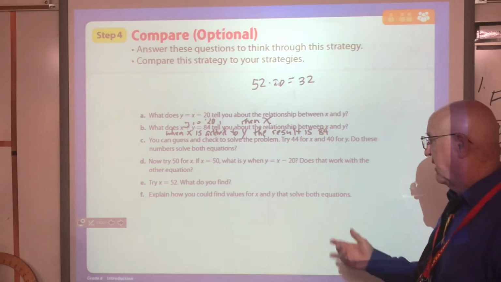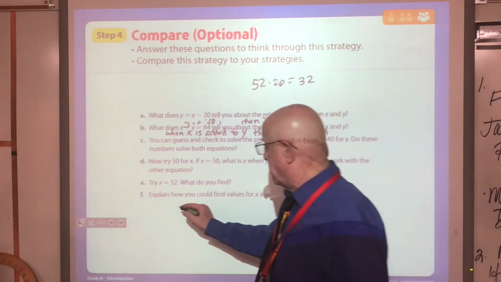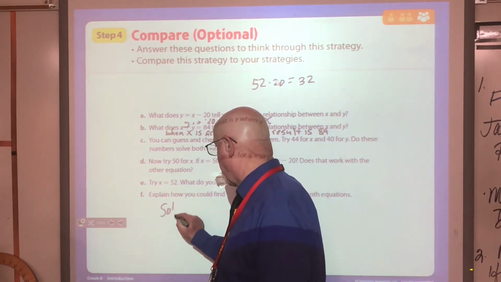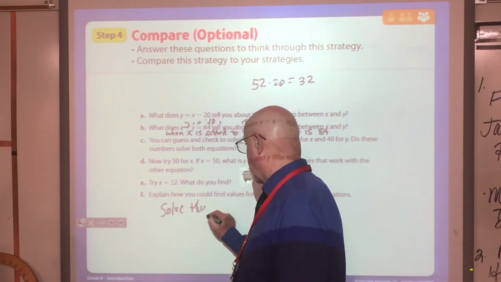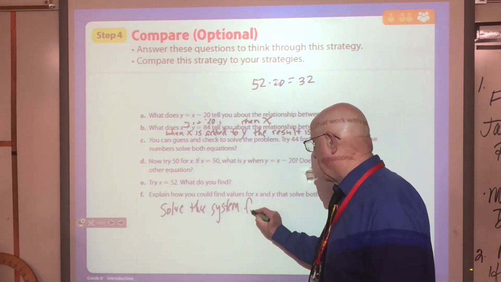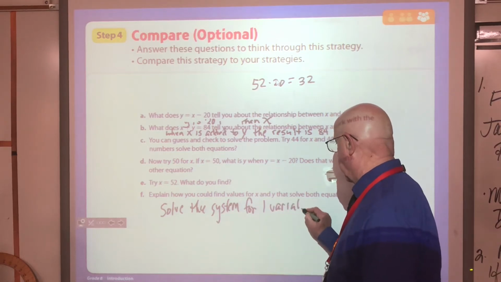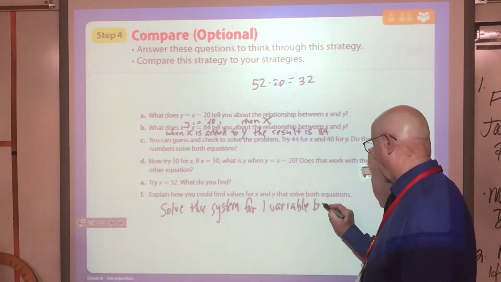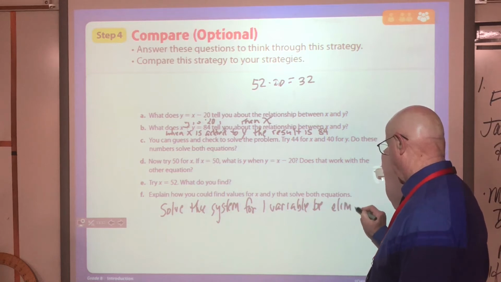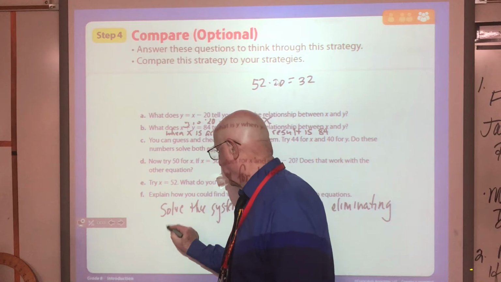So how can we find the values for x and y that solve both equations? The best way is to solve the system for one variable by eliminating the other variable.